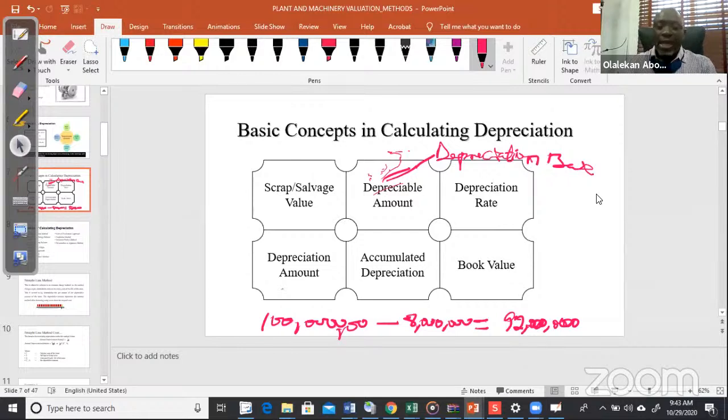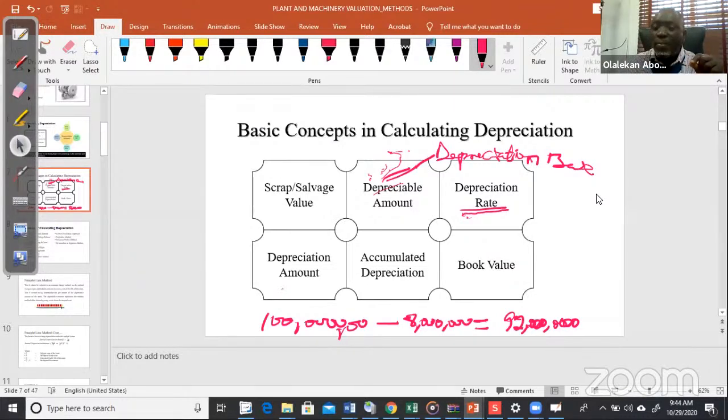Now, let's see this one. Let's see depreciation rates. Depreciation rates are usually expressed in decimal, as a fraction, or as a percentage. It is not an integer, not a figure, not a whole number. It is not in monetary terms. It is a percentage. You can express it in decimal form.